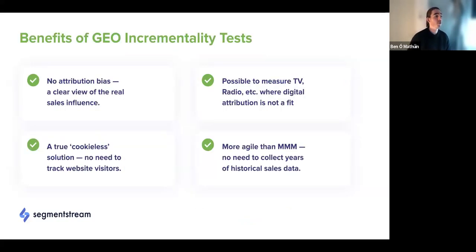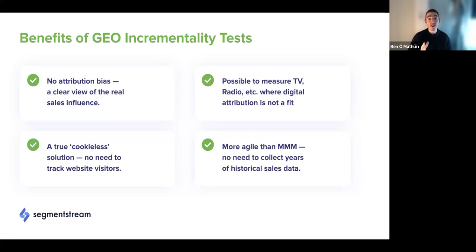So we'll speak a little bit to the benefits, right? So firstly, there's no attribution bias. This is really giving you a clear view of the real sales influence that a particular channel or campaign may have. It's incredibly helpful for measuring TV, radio, offline, etc., where the typical digital approach may not be the appropriate fit. It is, of course, a true cookieless solution. So we're not reliant on any cookies whatsoever for this type of approach.